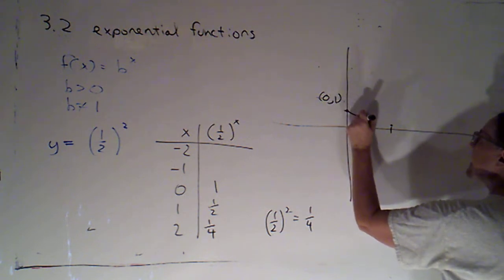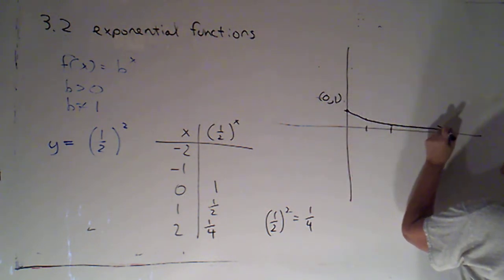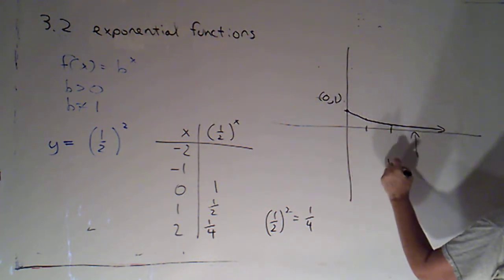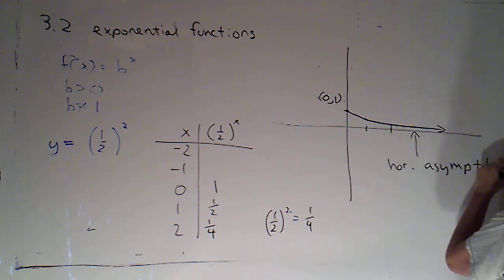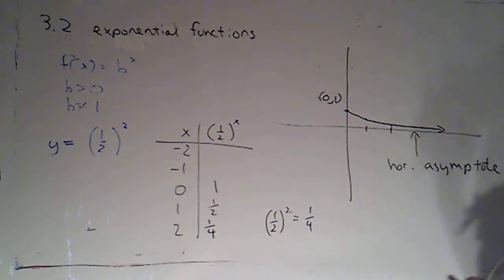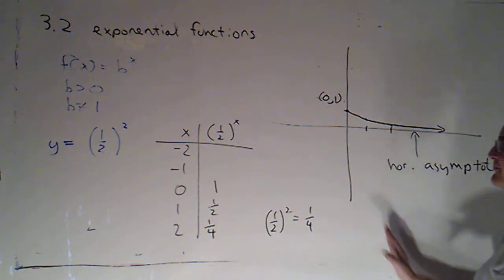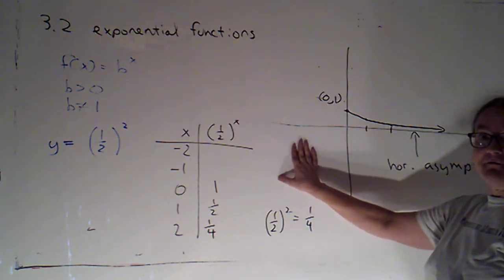So it looks like as we go to the right, we're decreasing. We're going to have a horizontal asymptote. So the x-axis is still a horizontal asymptote, but this time we're approaching it on the right side of the graph rather than the left side of the graph.